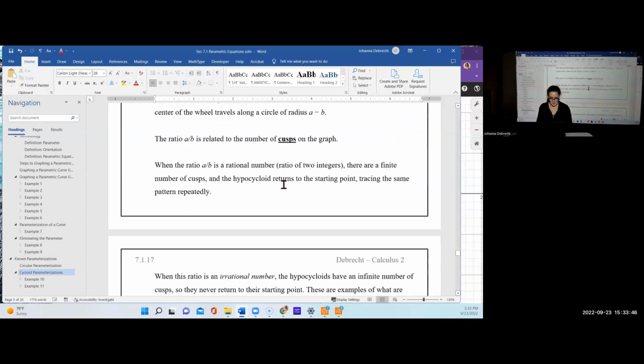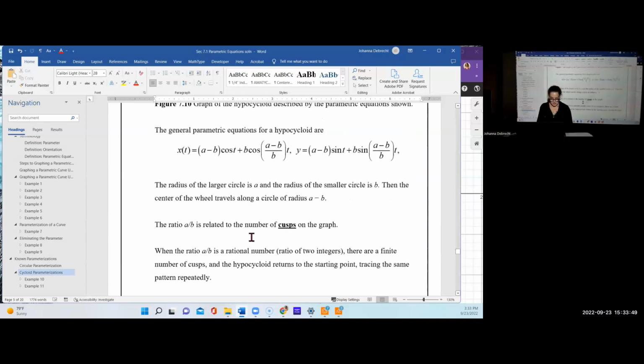So what are some other things that we get when we look at a hypocycloid? The ratio of a over b is related to the number of cusps on it. These are well-studied shapes. They're well known. They have applications in various places. Plus, they're just super fun to play with and draw.